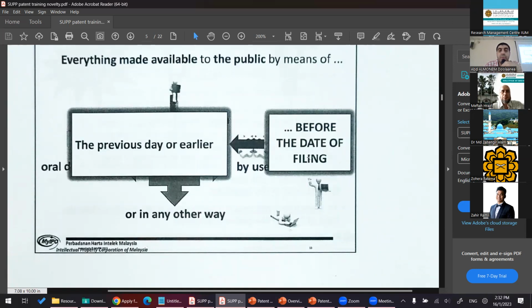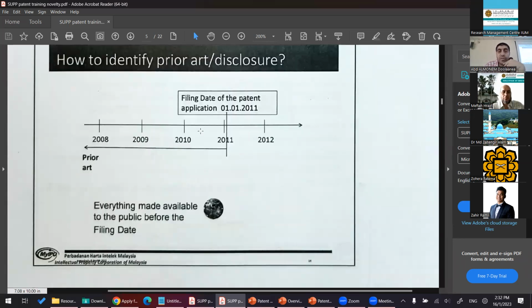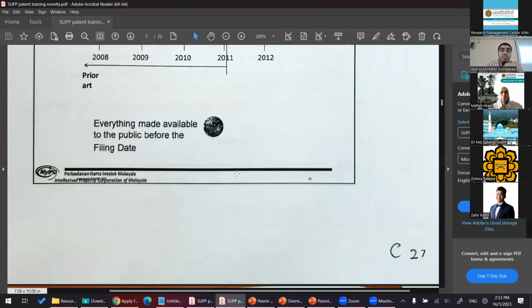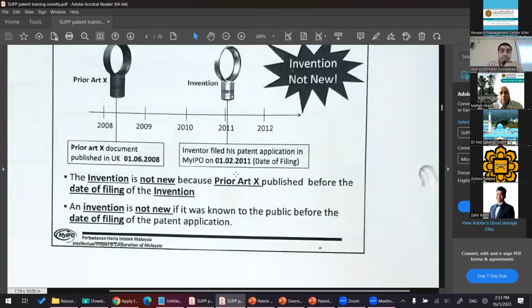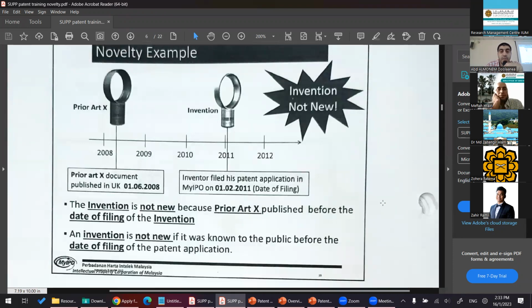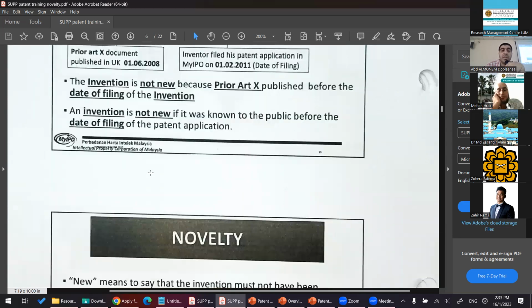So anything before the date of filing is considered prior art. If the date of filing is 1st January 2011, everything before that is considered prior art. For example, this is, I think, a real example in the UK. They tried to patent this in 2011, but the examiner found something similar in 2008. So basically, they cannot file the patent for this. Maybe in another country, in any other way, as far as available, they can.